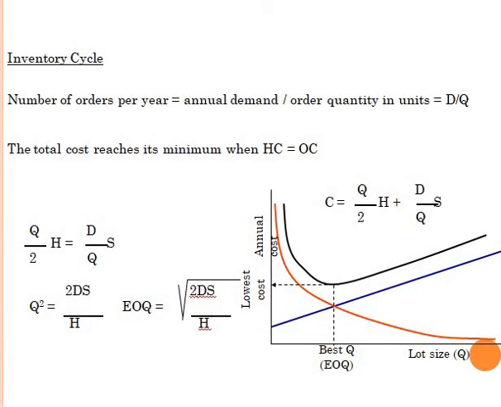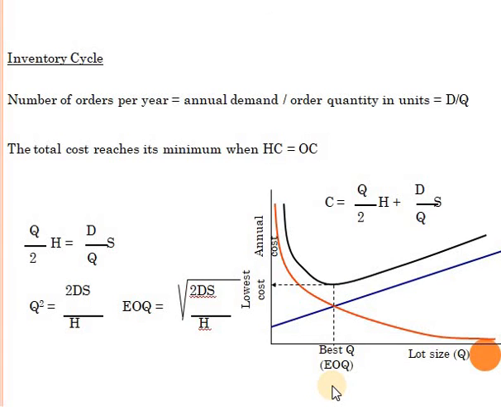Now I want to use these equations in order to know what will be the economic order quantity. What is the best quantity to order? If you look here at the graph, you will see that if the blue line is the holding cost and the red line is the ordering cost, they will be intersecting at a certain point. At this point, the ordering cost will be equal to the holding cost.